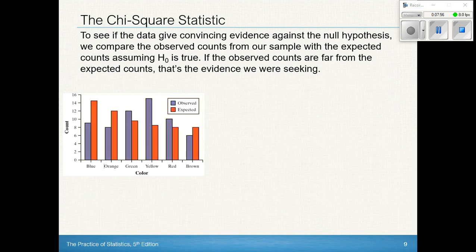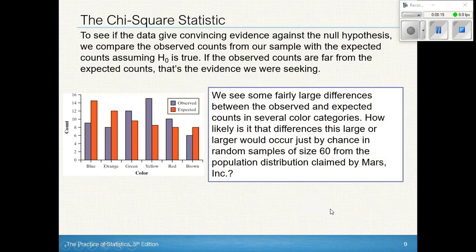They've made a graph and want to see if these orange expected numbers are statistically significantly different than these purple observed numbers. Of course they're different. The question is, is that difference something that could reasonably be attributed to chance, or is it because maybe those percentages that M&M Mars gave us weren't true?